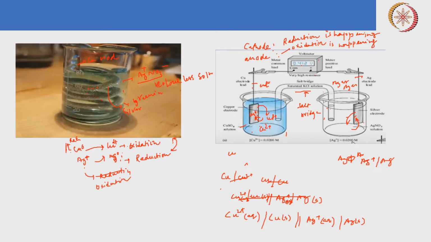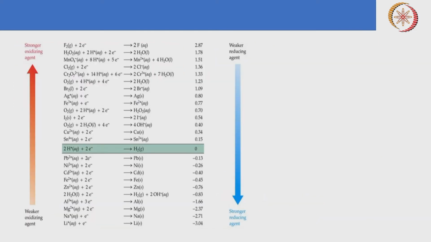Okay, so these things are there, and earlier I asked a question: which metal will go to oxidation, and which metal will go to reduction? So how will we get to know these things? We can get to know these from the electrochemical series, where this is the electrochemical series.